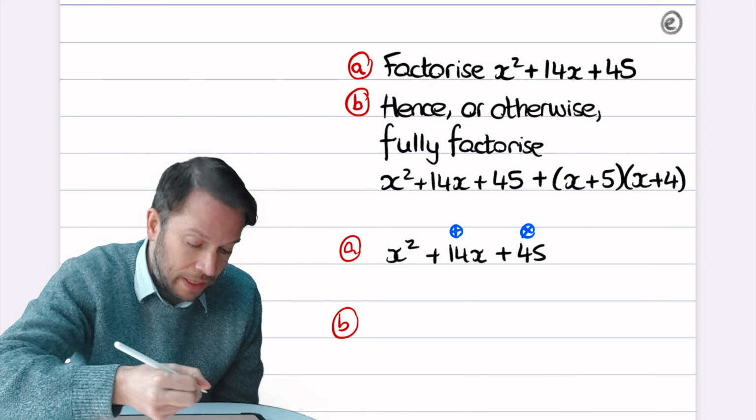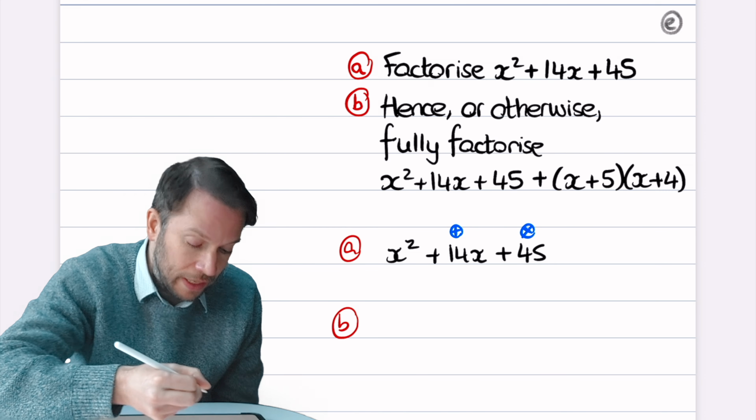Well, yes, they do. So therefore, with the 9 and 5, what we can do is have two brackets. Because this is a quadratic in x, it's going to be x and x, the term at the start of each bracket. And then the two numbers we found, 9 and 5, we've got plus 9 and plus 5, either way around. So we've got this factorisation of the x squared plus 14x plus 45. And then it says part B, hence or otherwise fully factorise this expression here.